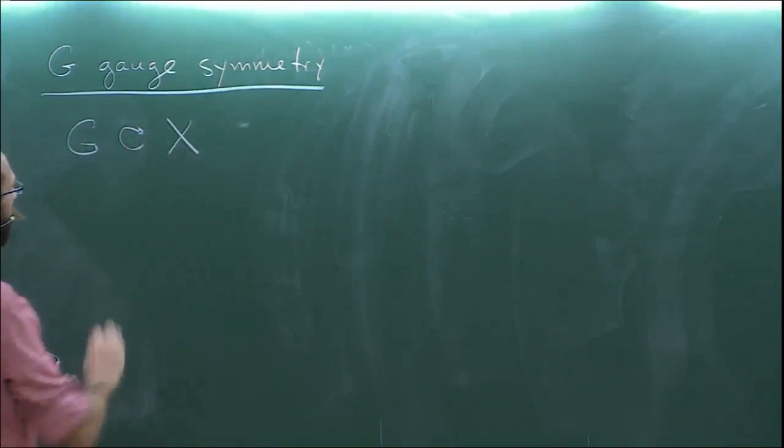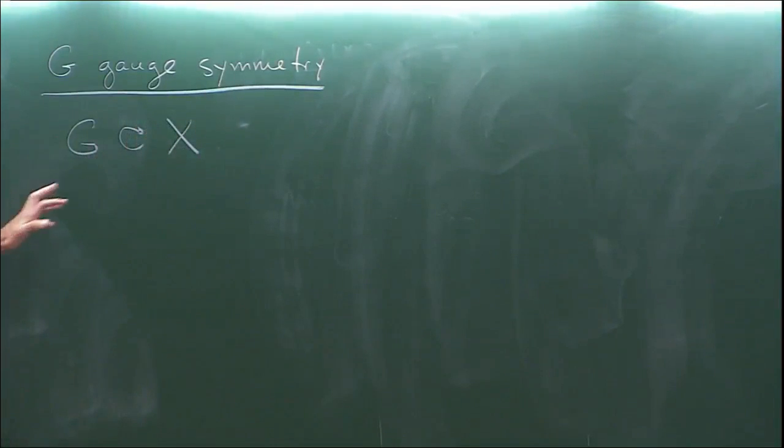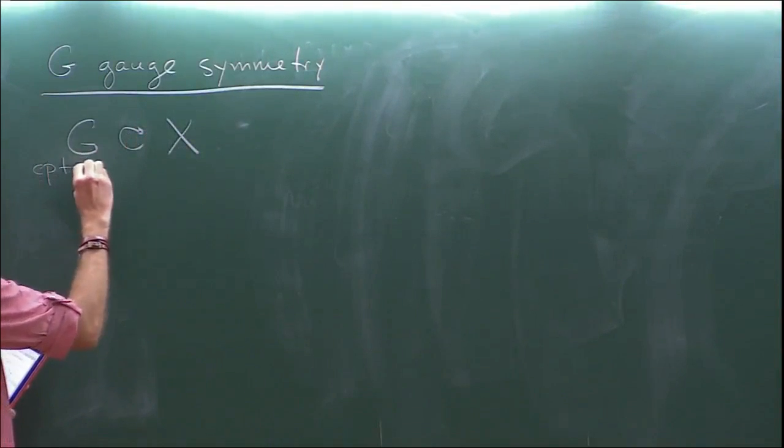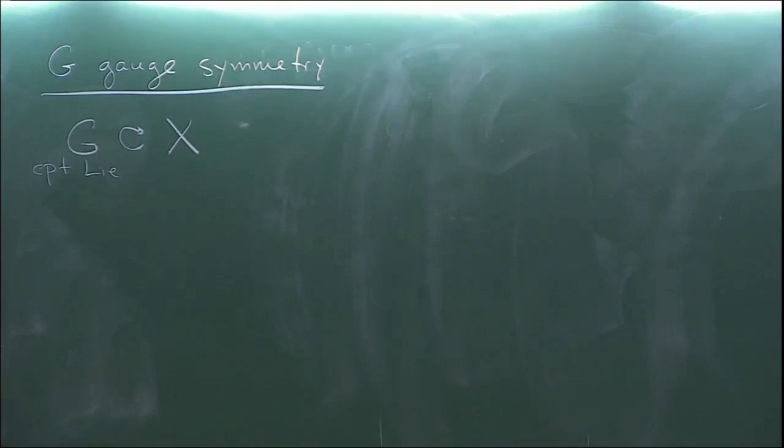So suppose we have an action of G, which is going to be a compact Lie group, on X by Riemannian isometries. From the topological viewpoint, you don't really care whether it's acting by Riemannian isometries or not. But in order to think of this as a symmetry of the physical theory, where everything depends on the metric, you do want isometries.